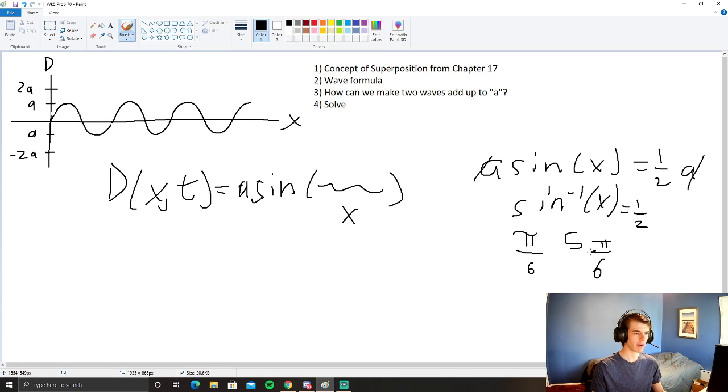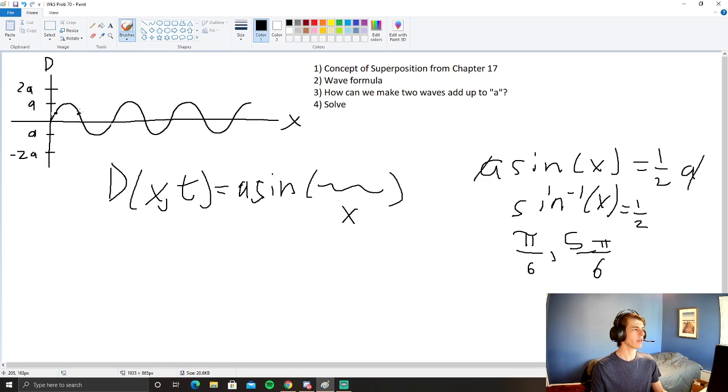And if you look at the graph, this makes sense because this value right here would be pi over 6, and this value right here would be 5 pi over 6. So now we have those. That's great. So now we know that this point on the graph and this point on the graph, if you added them up, you'd get A.